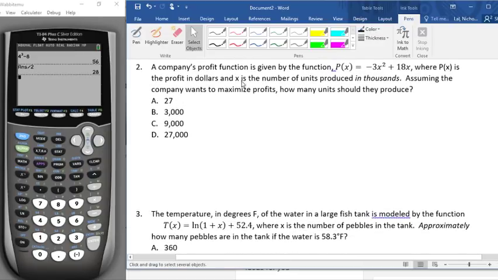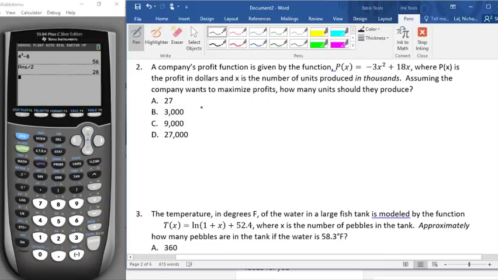For problem 2, a company's profit function is given by p of x is equal to negative 3x squared plus 18x, where p of x is the profit in dollars and x is the number of units produced in thousands. Assuming the company wants to maximize profits, how many units should they produce?